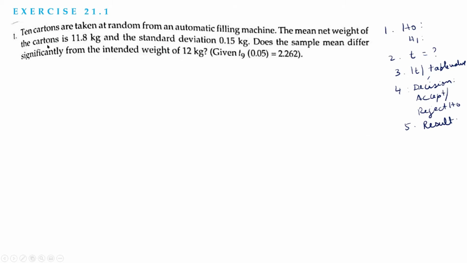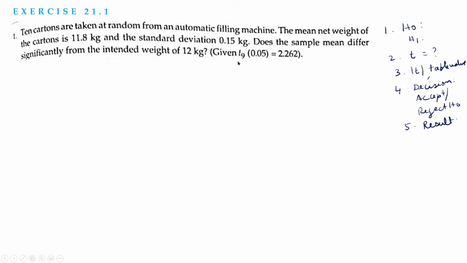Now coming to the exercise questions. The first one. So here it is given a random sample of 10 cartons are taken, and then the mean weight of the cartons is 11.8 kg and the standard deviation is 0.15 kg. We are asked to check whether the sample mean differs significantly from the intended weight of 12 kg. So here the population mean is 12 kg. We have to check whether there is significant difference between this sample mean and this population mean based on the sample mean 11.8 kg and the standard deviation 0.15 kg, which is given here.